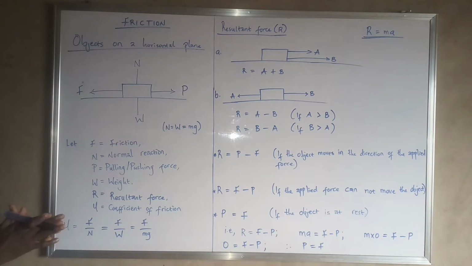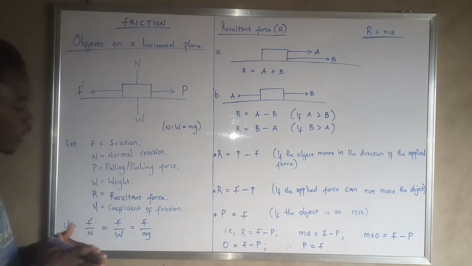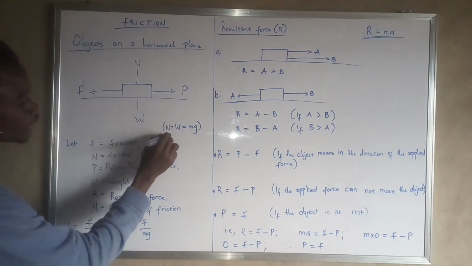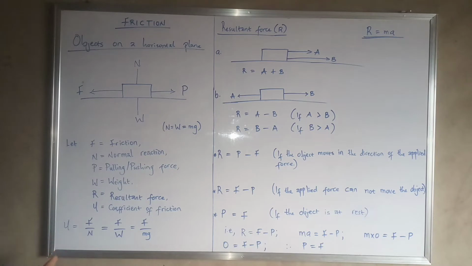Alright, let F equal friction, N equal normal reaction, P equal pulling or pushing force, W equal weight, R equal resultant force, mu equal coefficient of friction. And what is the formula for our coefficient of friction? Mu is equal to friction over normal reaction, or friction over weight, because normal reaction is equal to weight. Or we say friction over mass times gravity, the formula for weight, mg.